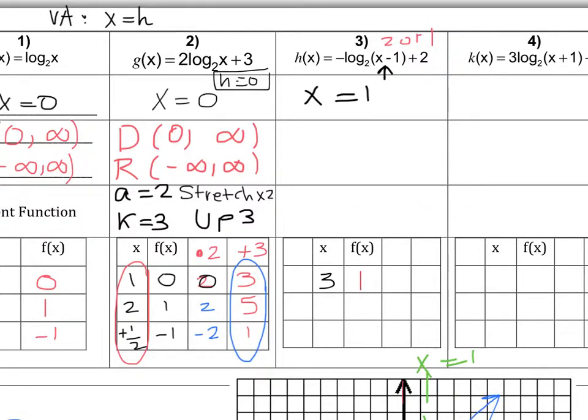Now you have to try to find an x value that would make the argument a 1. So if I put the x to be a 2, let's see what's going to happen. So negative log base 2 of 2 minus 1, which is a 1, plus 2. Now log of 1 is a 0 no matter what. So the answer is going to end up being a 2. So 2, 2.